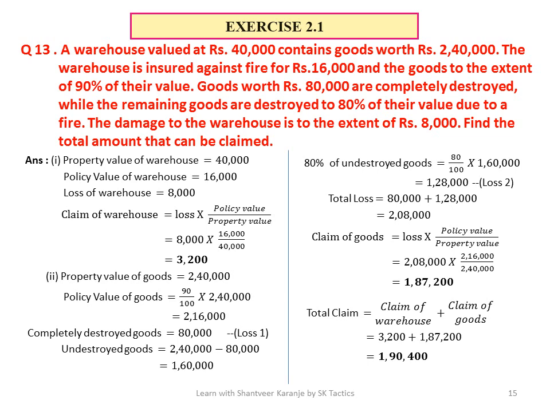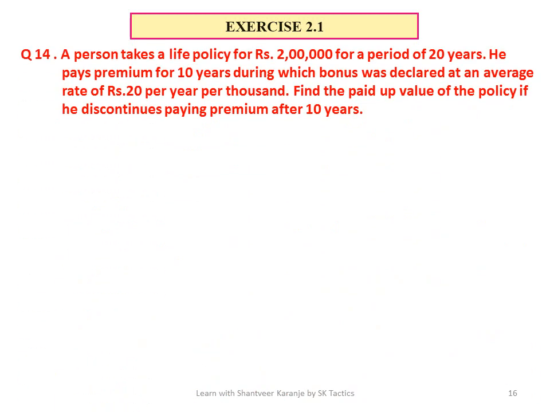Now we move ahead to the next question, friends. The next question is, a person takes a policy of rupees 2 lakh for a period of 20 years. He pays premium for 10 years, during which bonus was declared at an average rate of 20 per year per thousand. Remember that bonus is always calculated on policy value, not the amount which he pays or on the premium. It is calculated on policy value. Find the paid up amount or value of the policy if he discontinues paying premium after 10 years.